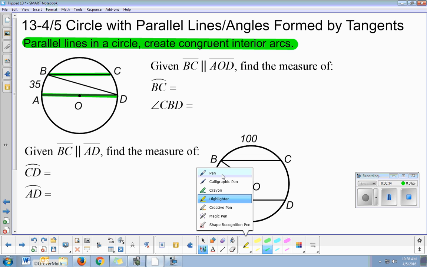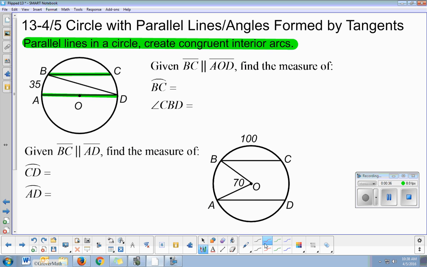Now, when you have two parallel lines in a circle, what you get is two interior arcs. The arc inside the parallel lines, kind of like alternate interiors, so the concept of interior versus exterior, interiors between them. So we have arc AB is interior, the parallel lines, and so is arc CD. And because these lines are parallel, what that means is that AB is congruent to CD. Arc AB is congruent to arc CD because they are the interior arcs of two parallel lines.